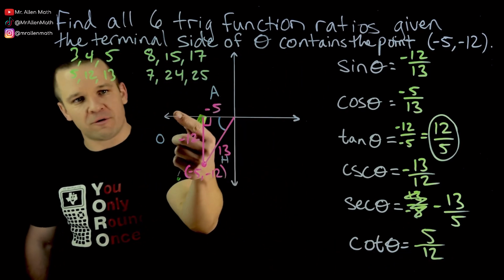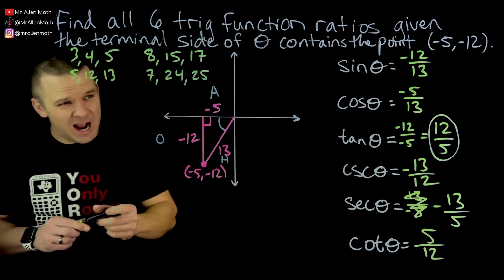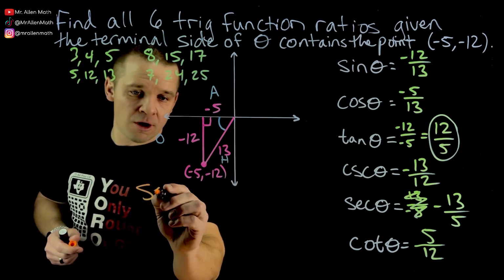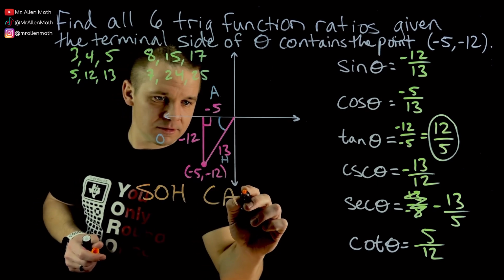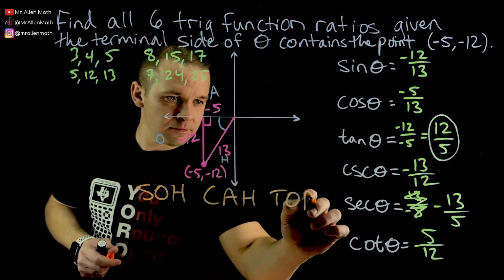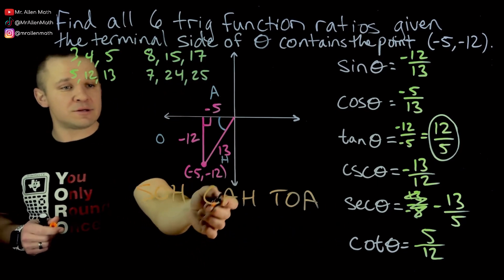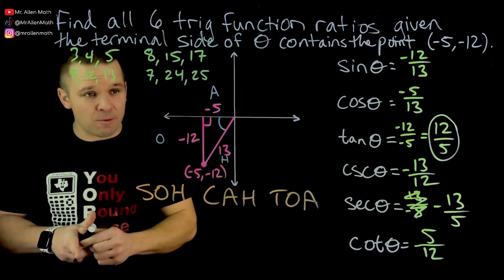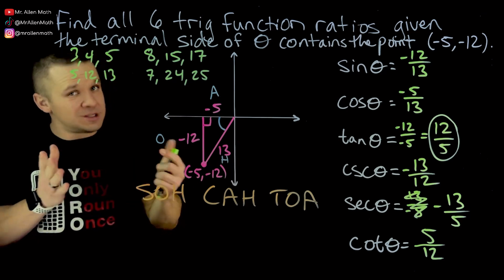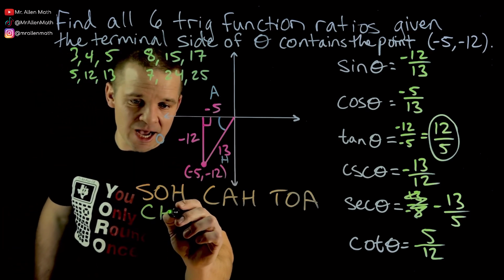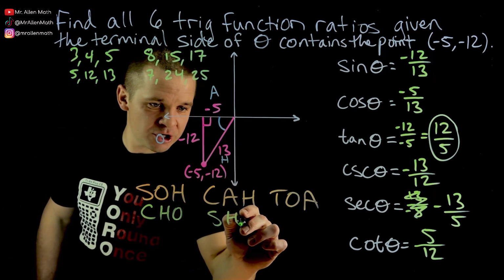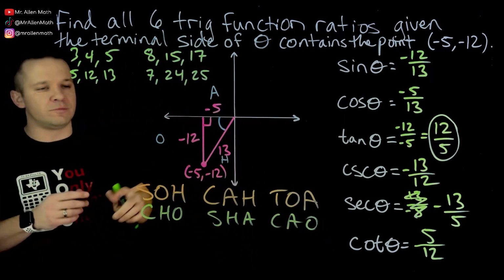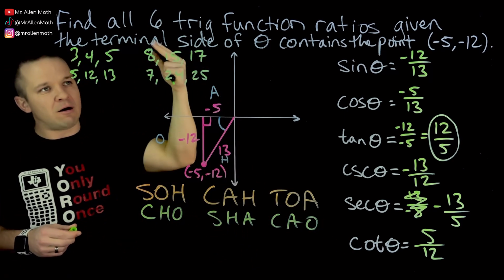It is adjacent over opposite. For those of you that don't remember, you're like, how'd you get these ratios? Maybe a little SOHCAHTOA for yourself. Sine is opposite over hypotenuse. Cosine is adjacent over hypotenuse. Tangent is opposite over adjacent. And then you're like, do you have one for the reciprocals? Yes. CHOSHA CAO. Cho, sha, cow. Boom. Done. We're done.